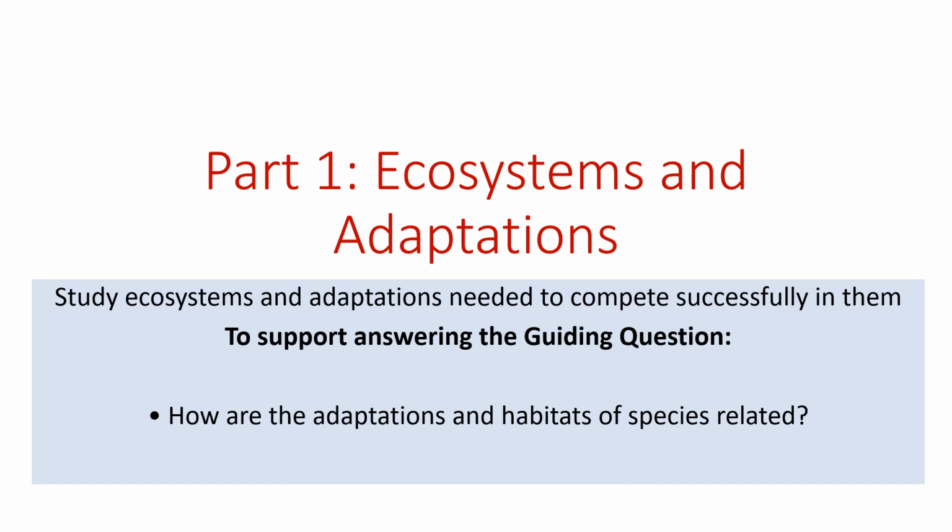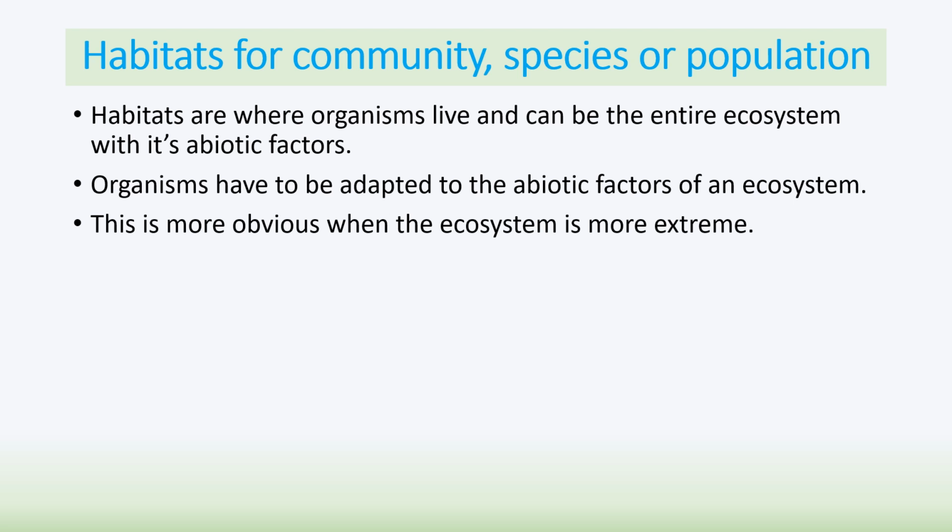So part one that we're going to look at today is ecosystems and adaptations, and the idea is we're going to study ecosystems and adaptations so you can answer the guiding question from the specification: how are the adaptations and habitats of species related? You need to understand that habitats are where organisms live, and it can be an entire ecosystem and all the abiotic factors involved. Organisms must be adapted to the abiotic factors of an ecosystem, and this is more obvious in extreme environments like deserts or the Arctic, and we'll be looking at some of those during the course of this project.